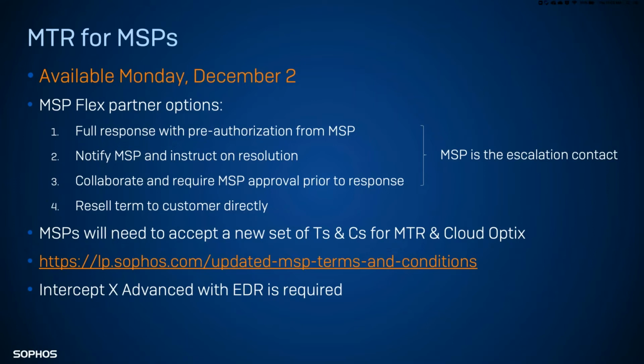And then the fourth option is, if you are a hybrid MSP/reseller, you can actually resell a 1, 2, or 3-year term to the customer directly. And in that scenario, that is a customer-owned license, perhaps managed by you, but you can set the contact to the customer directly. So any information that we have, notification, collaboration, or authorization to remediate will go directly to the customer and not you as an MSP. However, if you are purchasing MTR as an MSP on the monthly Flex program, then all of that communication will go to you as the MSP.